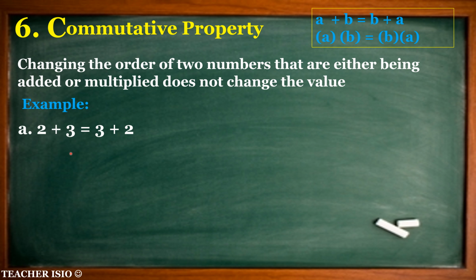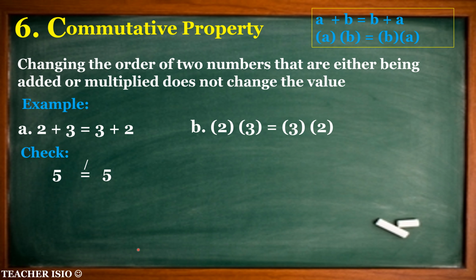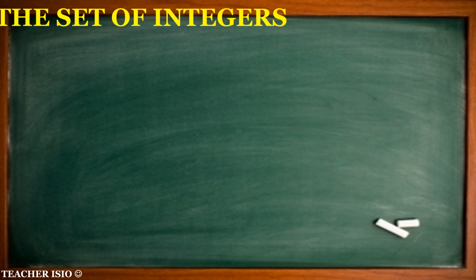So we have 2 plus 3 equals 3 plus 2. So let's check. We have 5 equals 5. So same lang. Hindi nagbago yung value. So if we have 2 times 3, kung babalik rin natin, we have 3 times 2. Is still same lang yung answer. 6 equals 6. So this is under of commutative property.